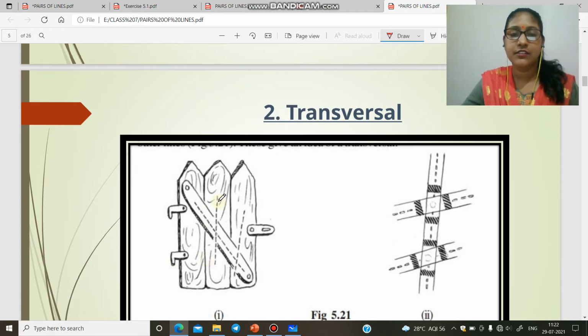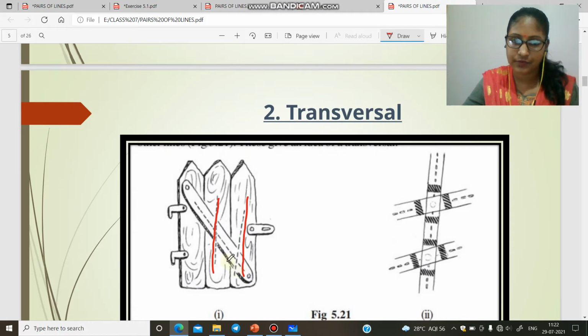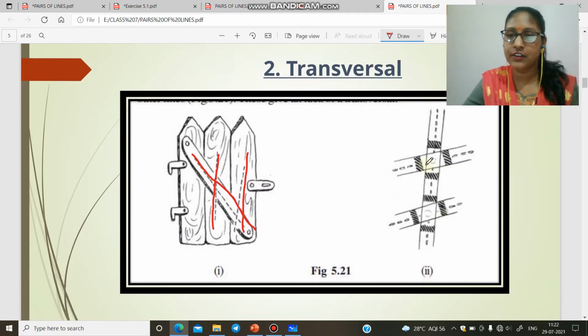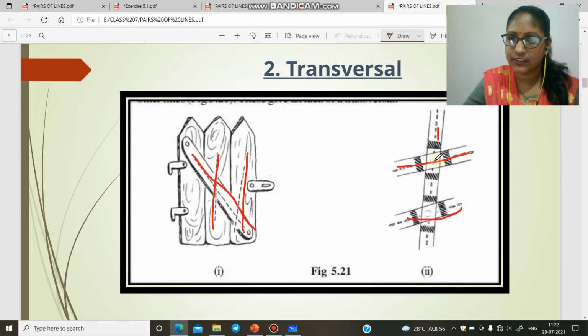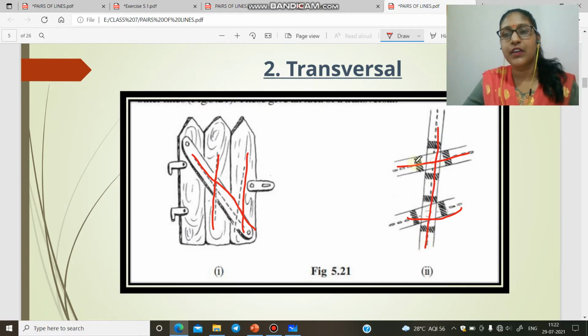In this figure, suppose these are our two lines and this is our third line. Same as in this figure, two roads are crossed by this third road. So when we observe both figures, we can see that there are two lines intersected by a third line, but at two different points.